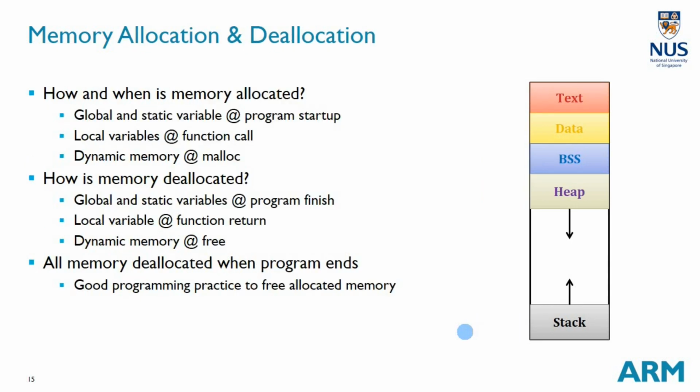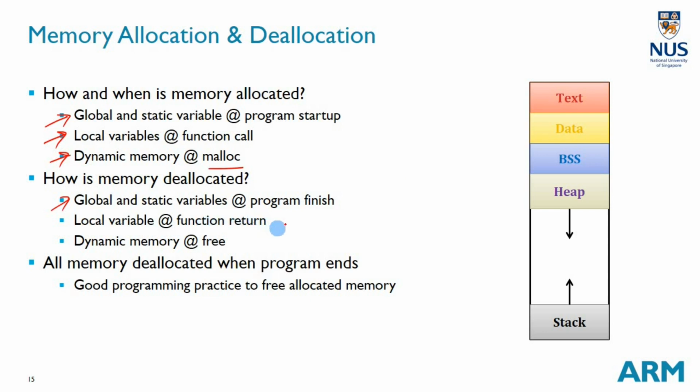How about memory allocation and deallocation? When is memory allocated? Global variables and static variables are allocated the moment the program starts up, because all of these are known beforehand. For local variables, whenever you call the function, we will make use of the stack space to allocate memory for you. And dynamic memory is allocated whenever you call the malloc function. For all this memory that is allocated, you must also deallocate it. For global and static variables, that is when the whole program finishes, because they need to hold on to their values as long as the program is running.